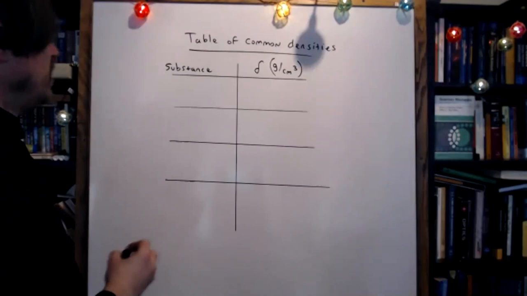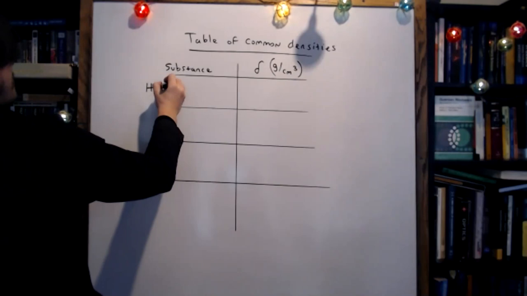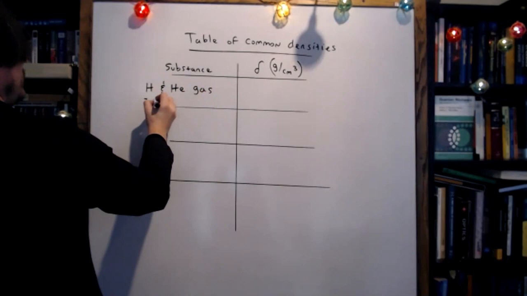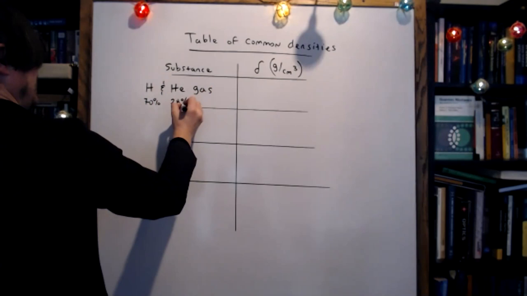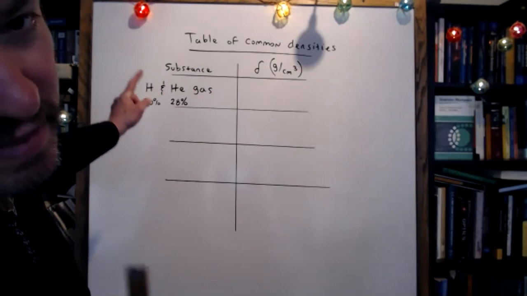Let's start with a mixture of hydrogen and helium gas. And in particular, we want a mixture which is weighted 70% hydrogen and 28% helium. Because helium is more massive than hydrogen, that basically means 9 hydrogen atoms for every 1 helium atom.